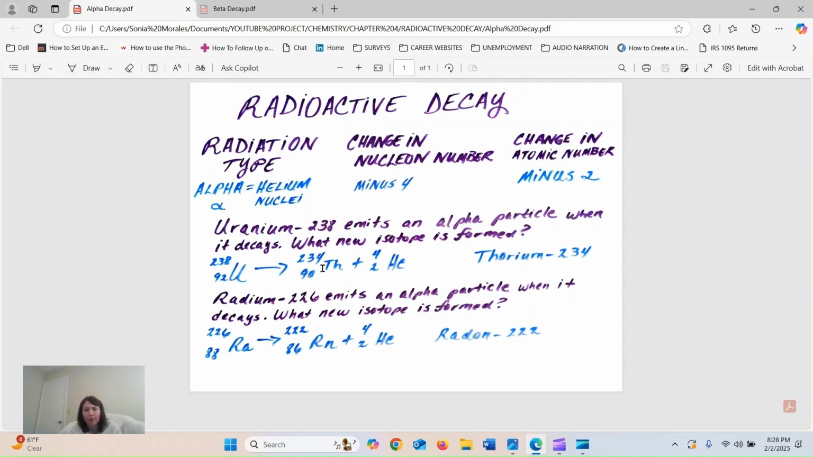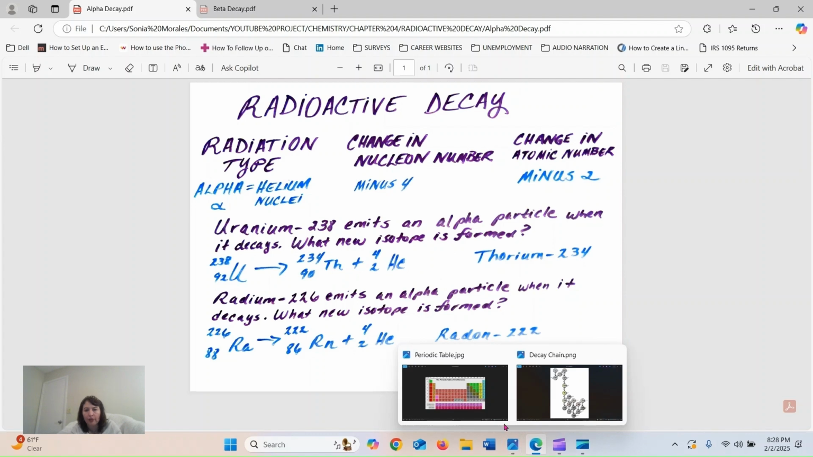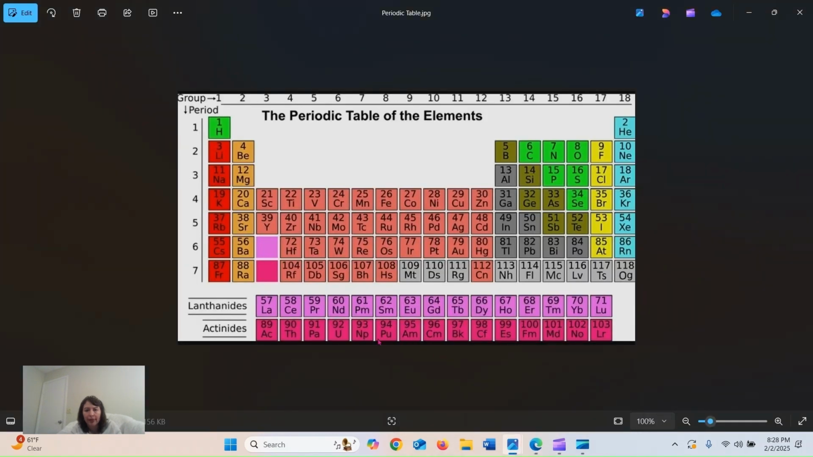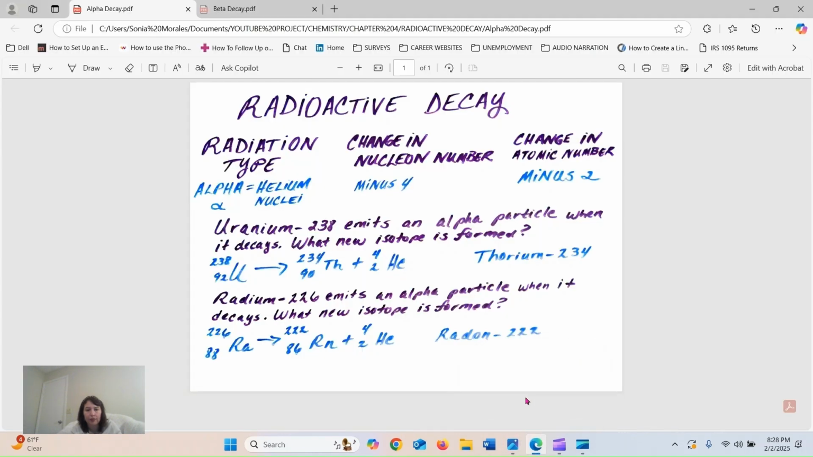So how did I come up with this? Well, let's look at the periodic table of elements. And we're looking for element 90. In this case, it's thorium right here. So let's go back. And the symbol is Th. So what new isotope is formed? It's thorium-234.